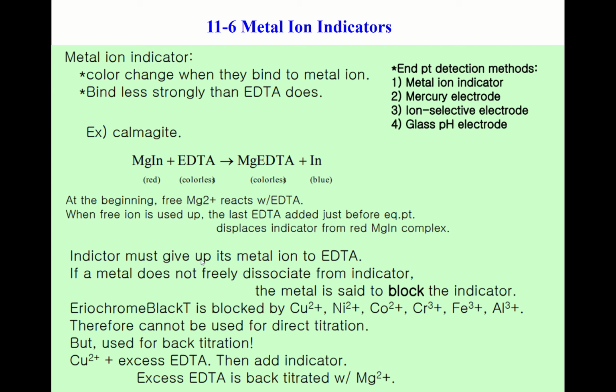Now the principle of identifying the endpoint with the indicators: the indicator must give up its metal ion to EDTA. This is the usual case, because the EDTA metal ion formation constant is much larger than that of the indicator metal ion complex. If a metal does not freely dissociate from the indicator, the metal is said to block the indicator. Sometimes it happens. Eriochrome black T is blocked by copper ion, nickel ion, cobalt ion, chromium, ferric ion, and aluminum ions. Therefore it cannot be used for direct titration. In this case, direct titration is not employed, but back titration is good.